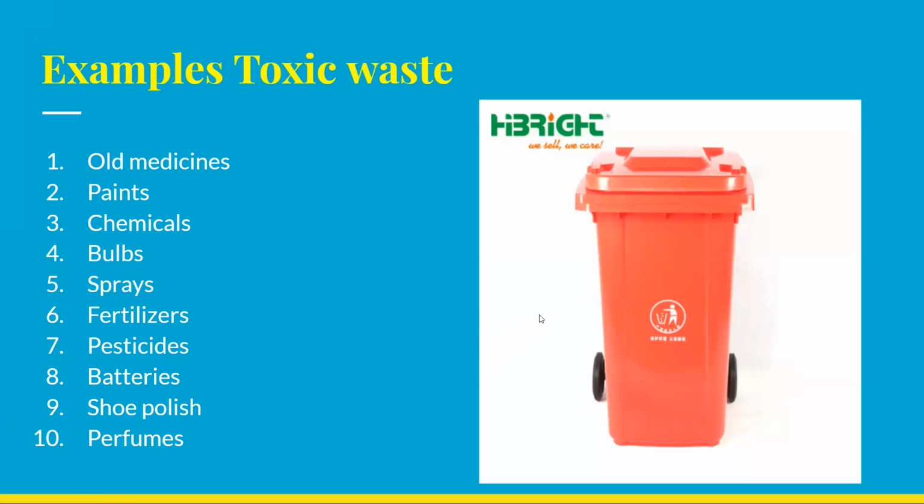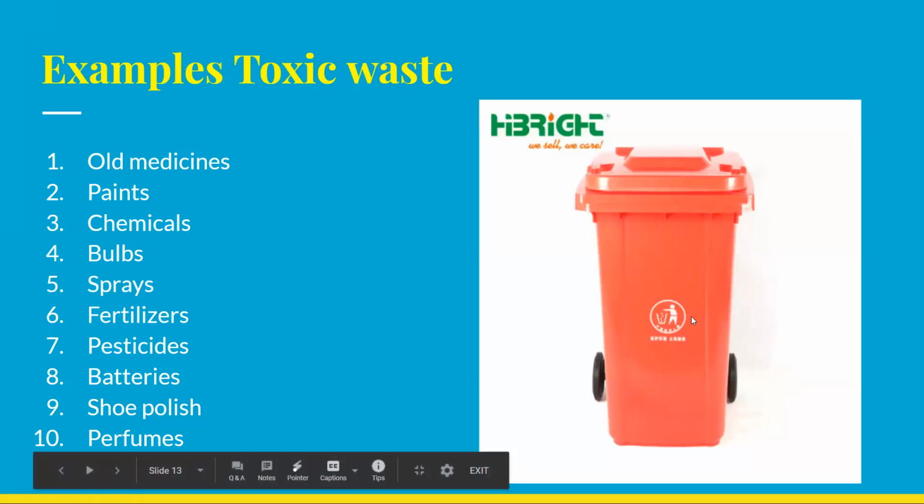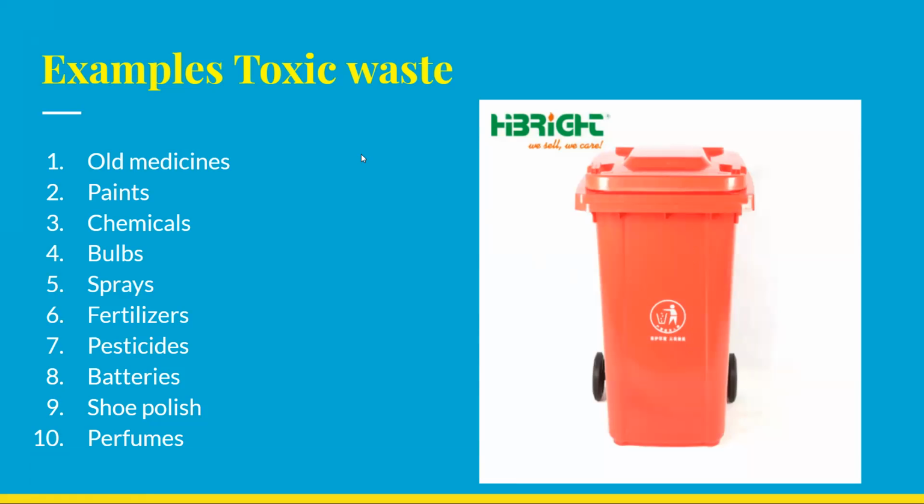And look here, this is the bin. And the color of this bin is red. So all the toxic waste is collected in the red bins. These red bins are for the collection of toxic waste. So these are the examples of the toxic waste, and this is the color of the bin which is used to collect the toxic waste.